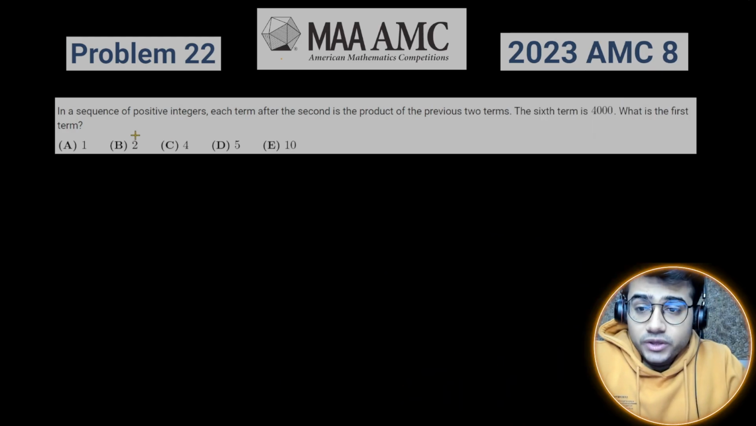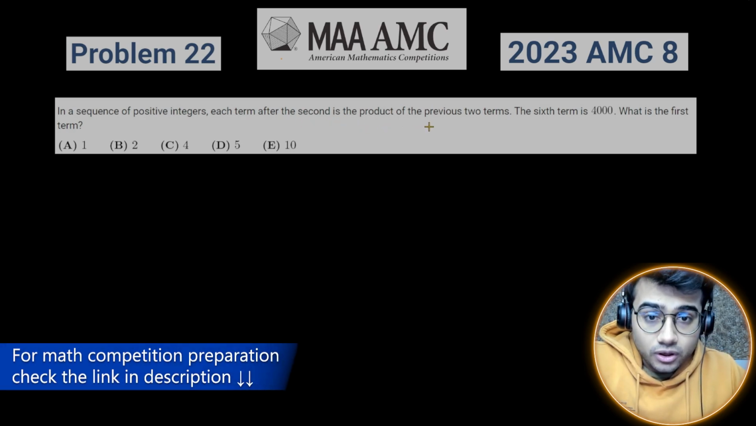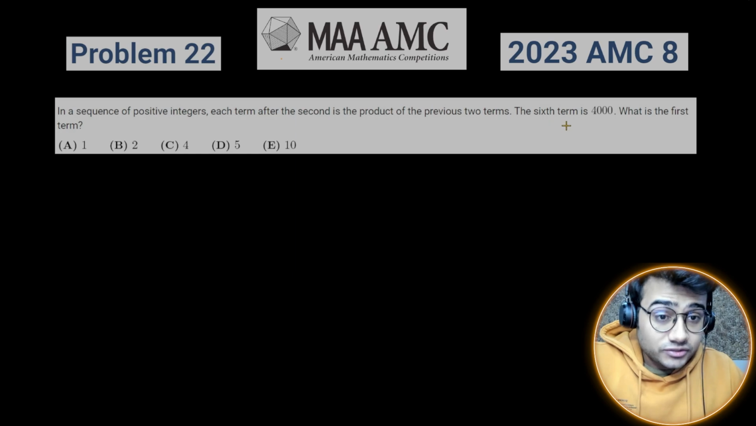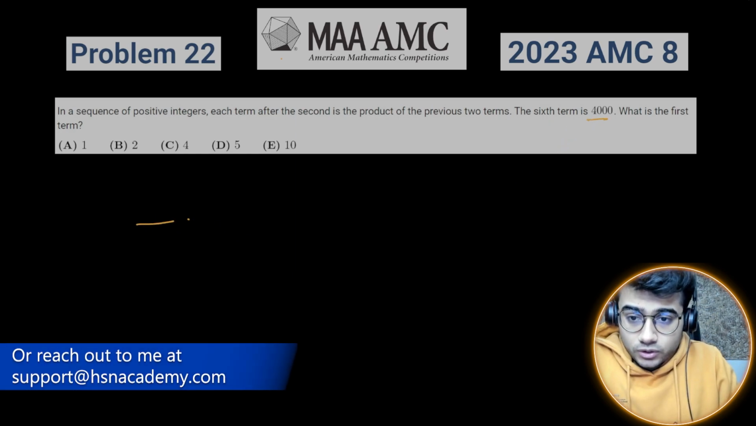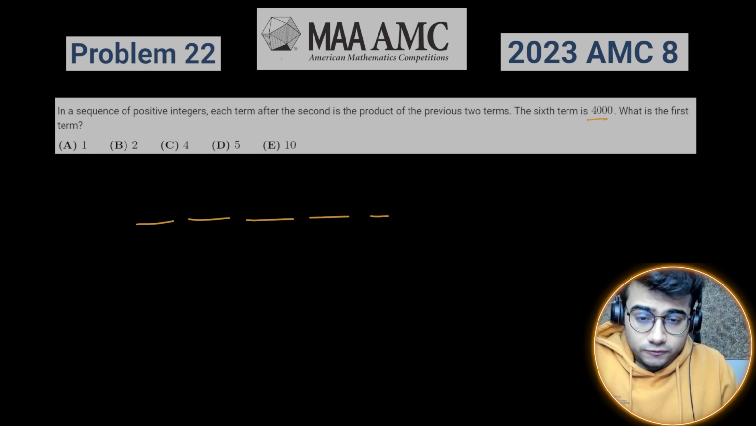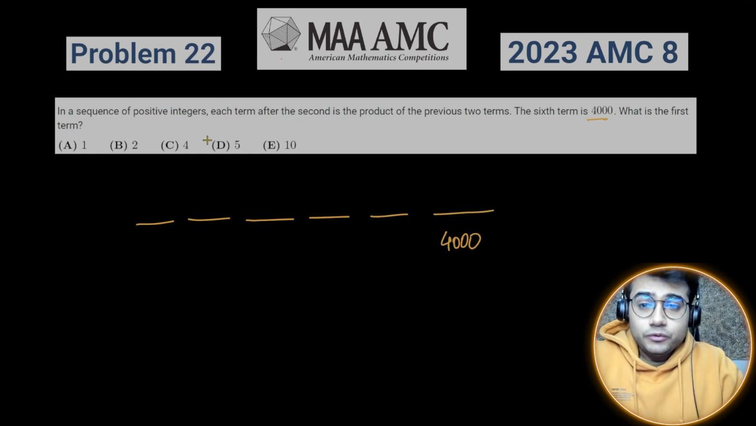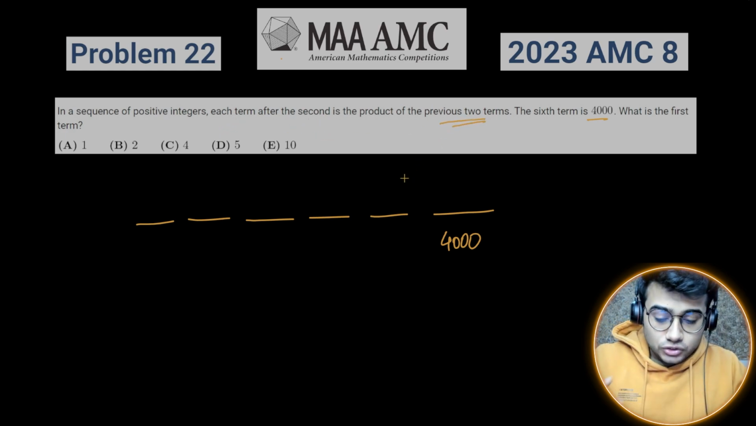Okay, so in this problem we have a sequence of positive integers, and each term after the second is the product of the previous two terms. And they're telling us that the sixth term is 4,000. So let's do it like this. 1, 2, 3, 4, 5, 6. And this is supposed to be 4,000. So how do we use this information that each term after the second one is a product of the previous two terms? Well, we have to write an expression for that. So how do we do it?